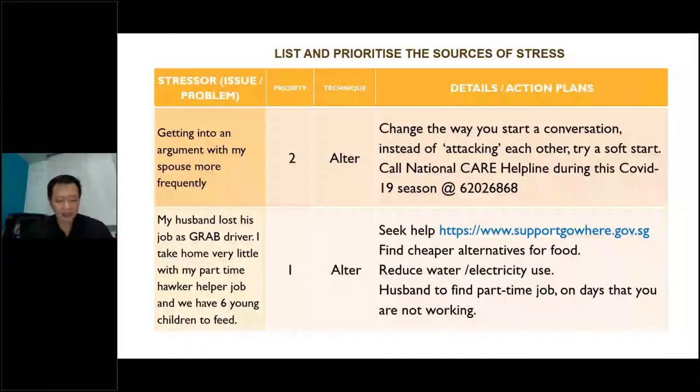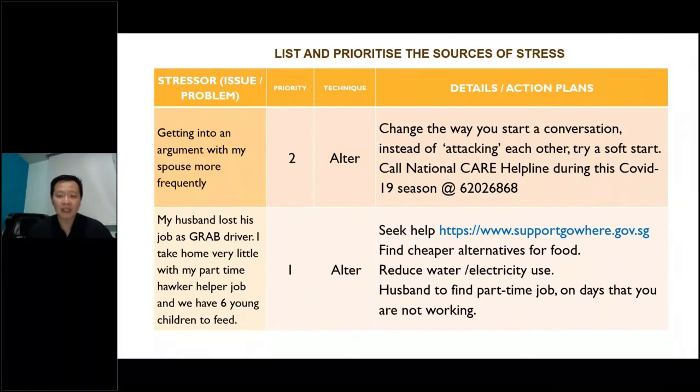Now back to the same two stress issues. If you choose the altering technique, these are some examples of the action plan. You may want to change the way you start a conversation. Instead of attacking each other, try a soft start. How your conversation with someone will end really depends on the first 5 seconds. If you go in trying to bring up something by saying you are terrible, attacking one another, I want to tell you that most of the time it will not end well. So change how you start.